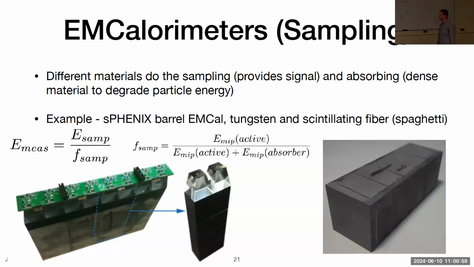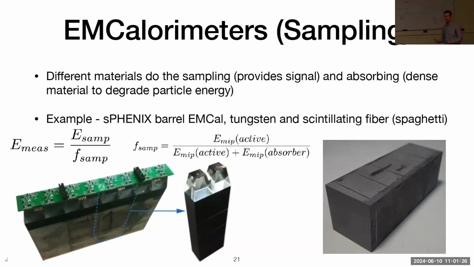One example of this is scintillating fiber, or colloquially called spaghetti calorimeters. And this is the sPHENIX electromagnetic calorimeter. If you pull up these slides on your computer and you zoom in really closely to this front face of the calorimeter, you'll see a bunch of little dots. And these are actually fibers that extend throughout the Z length of this calorimeter.